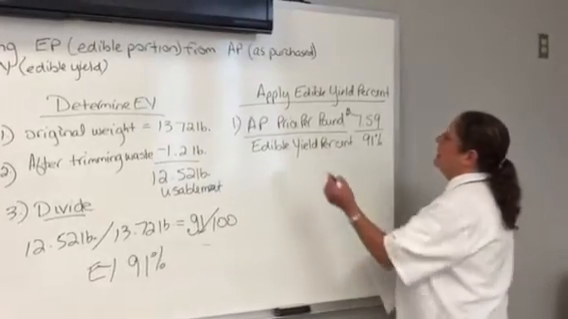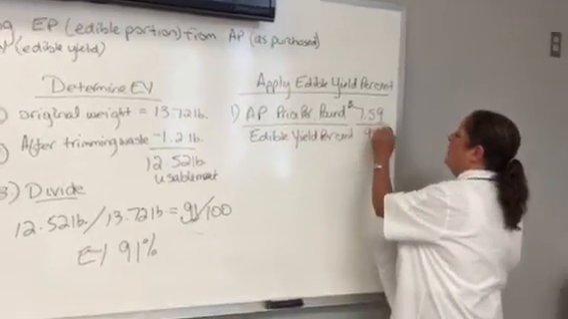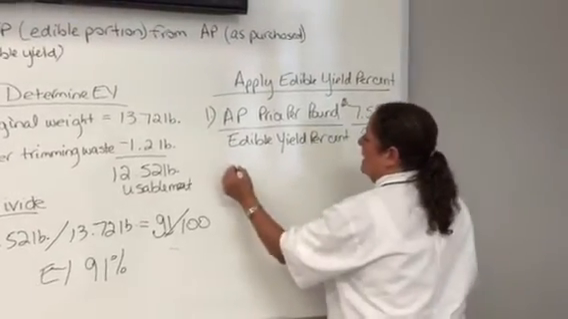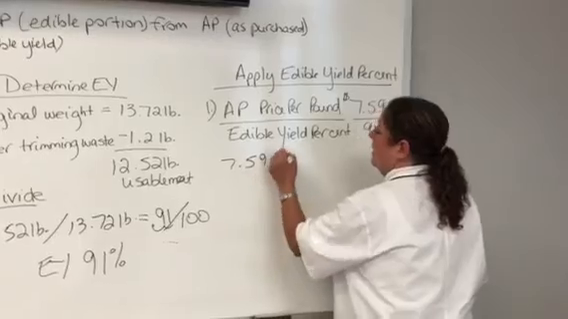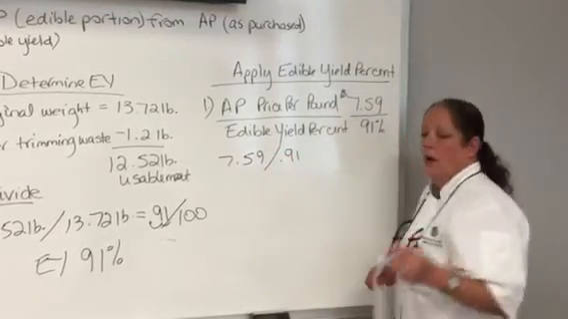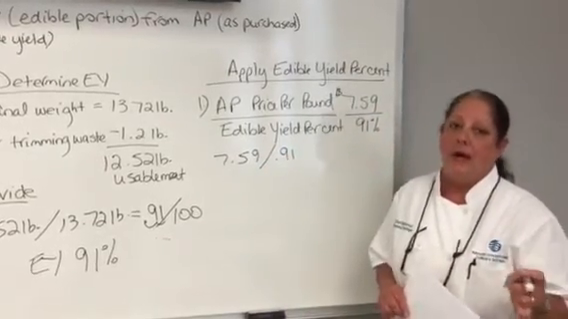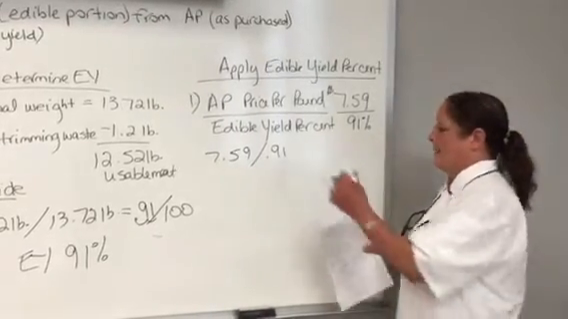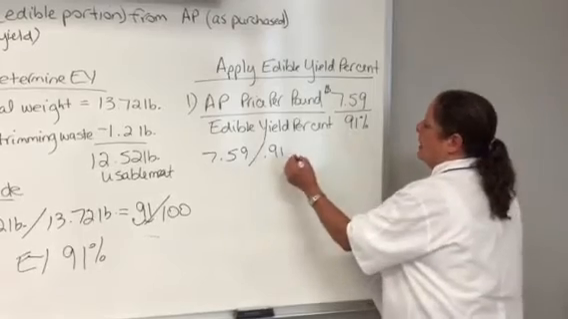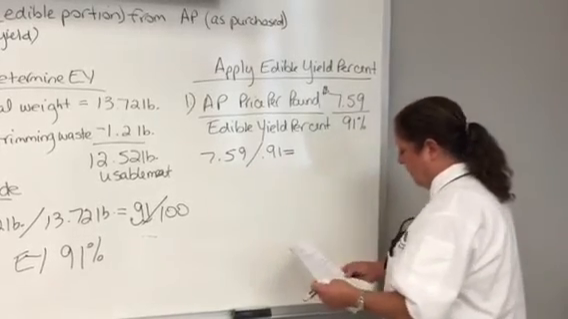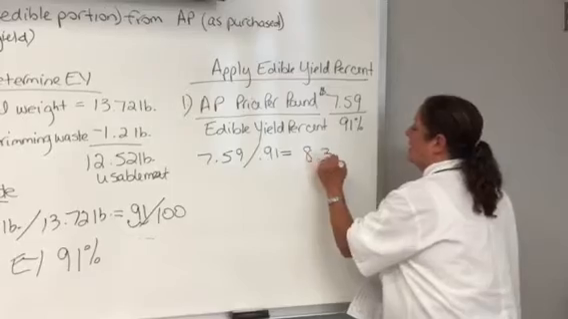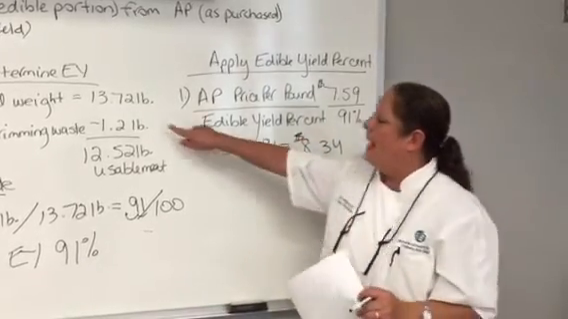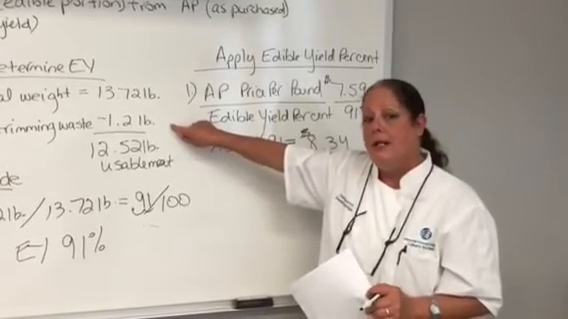Now let's apply that to determine our edible portion cost. For that, the formula is your AP price per pound divided by your edible yield percent. In this case, it's $7.59 a pound divided by 0.91. Whenever you multiply or divide by a percent, you must turn it into a decimal first. Again, it's either multiply or divide by 100. So that would give us an actual cost per pound of $8.34. And that's because we paid for that waste, but we can't use it, we can't sell it.